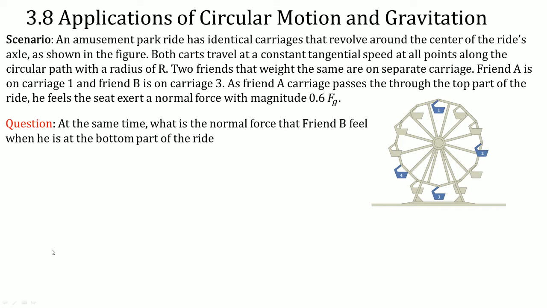Scenario: an amusement park ride has identical carriages that revolve around the center of the ride's axle, as shown in the figure. Both carts travel at a constant tangential speed at all points along the circular path with the radius of big R. Two friends that weigh the same are on separate carriages. Friend A is on carriage 1, which is on top of the circular object, and friend B is on carriage 3, which is on the bottom of the circular object.